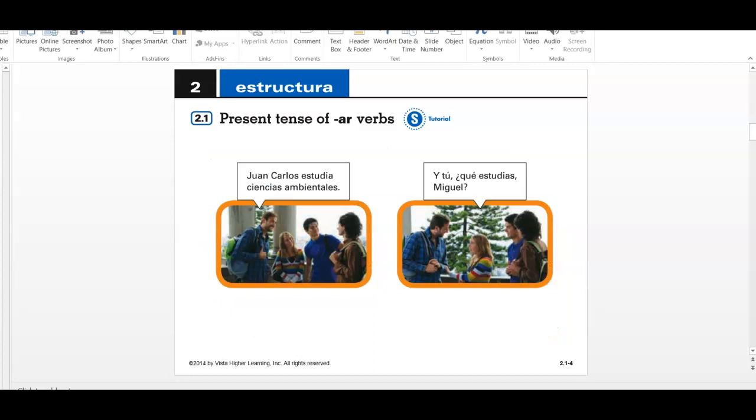These are just some examples. Juan Carlos estudia ciencias ambientales. So Juan Carlos is one person. Okay, that's just his name. So estudiar is going to end in an A. Okay, ¿y tú qué estudias, Miguel? So it's asking, and you, what do you study, Miguel? So since it's you, it's going to end in AS. Okay.